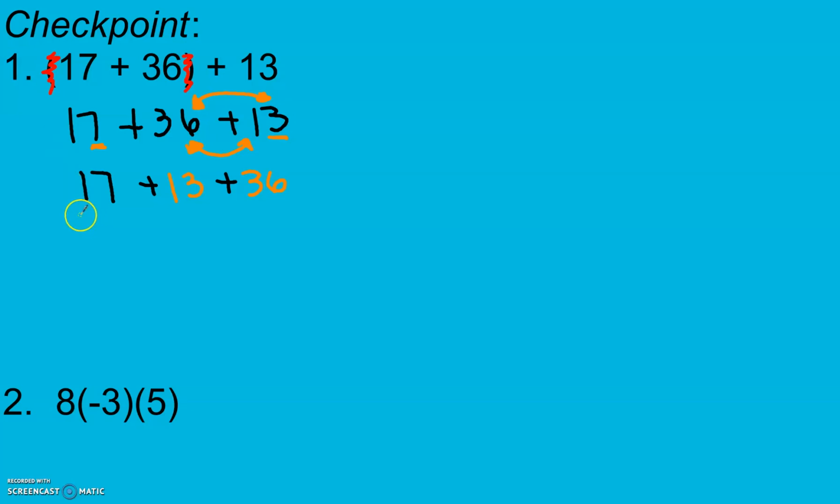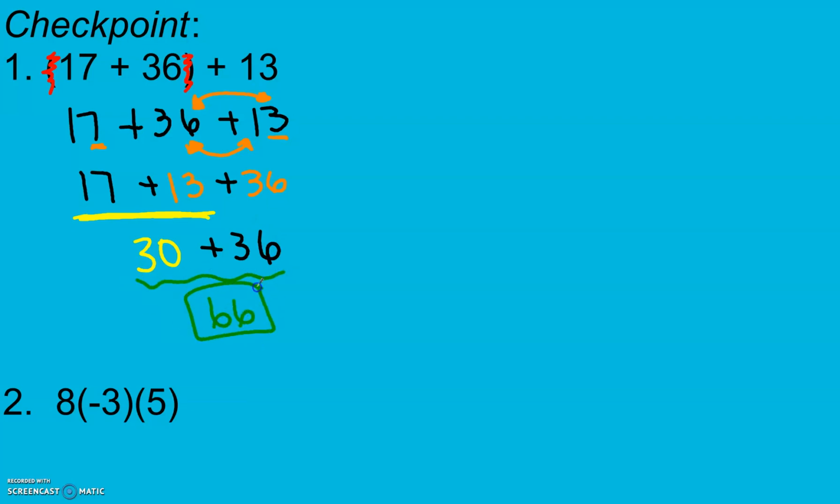Now, according to PEMDAS, we add left to right. So I can take 17 plus 13 and get 30. The 3 onto the 17 makes 20, and then I have that extra 10. I haven't changed my 36 yet. And now finally, I can go ahead and add those up, and I get 66.